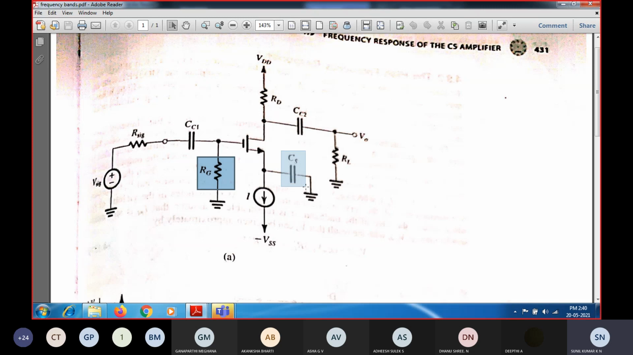And this is a bypass capacitance, and this is the output coupling capacitor CC2 from the output of the drain terminal. Through the coupling capacitor, we are going to connect to the load. So RL corresponds to the load.